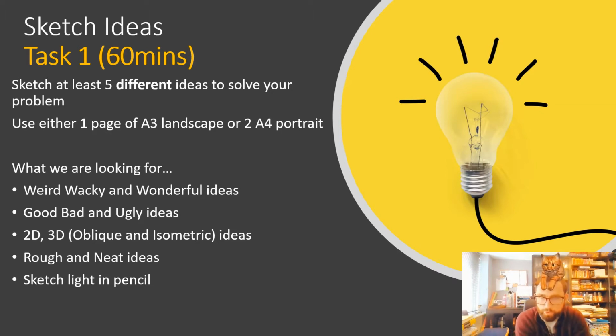So moving into task 1, we're looking for some concepts here. You need to sketch at least 5 different ideas to solve your problem. So if you're making a lamp, it'll be 5 different lamp ideas. If you're making a hedgehog home, there'd be 5 different hedgehog home ideas. And we're looking for really different ideas, not just the same idea, just drawn slightly differently. We want a real range here.